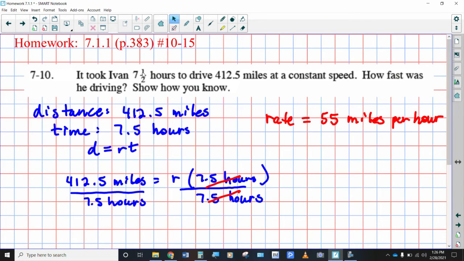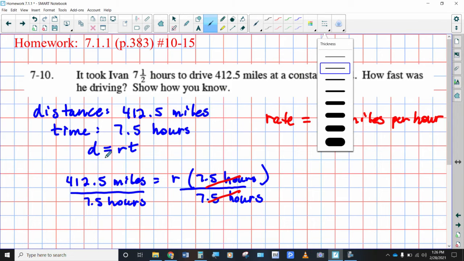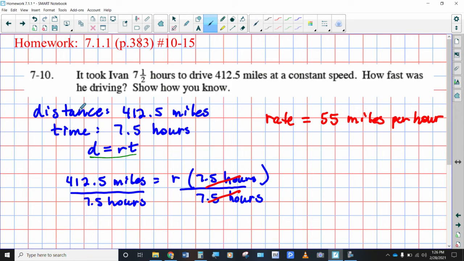It took Ivan 7.5 hours to drive 412.5 miles at a constant speed. So we know this is a distance kind of a problem where d equals rt, right? And so we have to declare or describe the distance and the time. It's the rate of speed we're trying to figure out. So we will divide 412.5 divided by 7.5, and that's going to give you 55 miles per hour to be the speed.